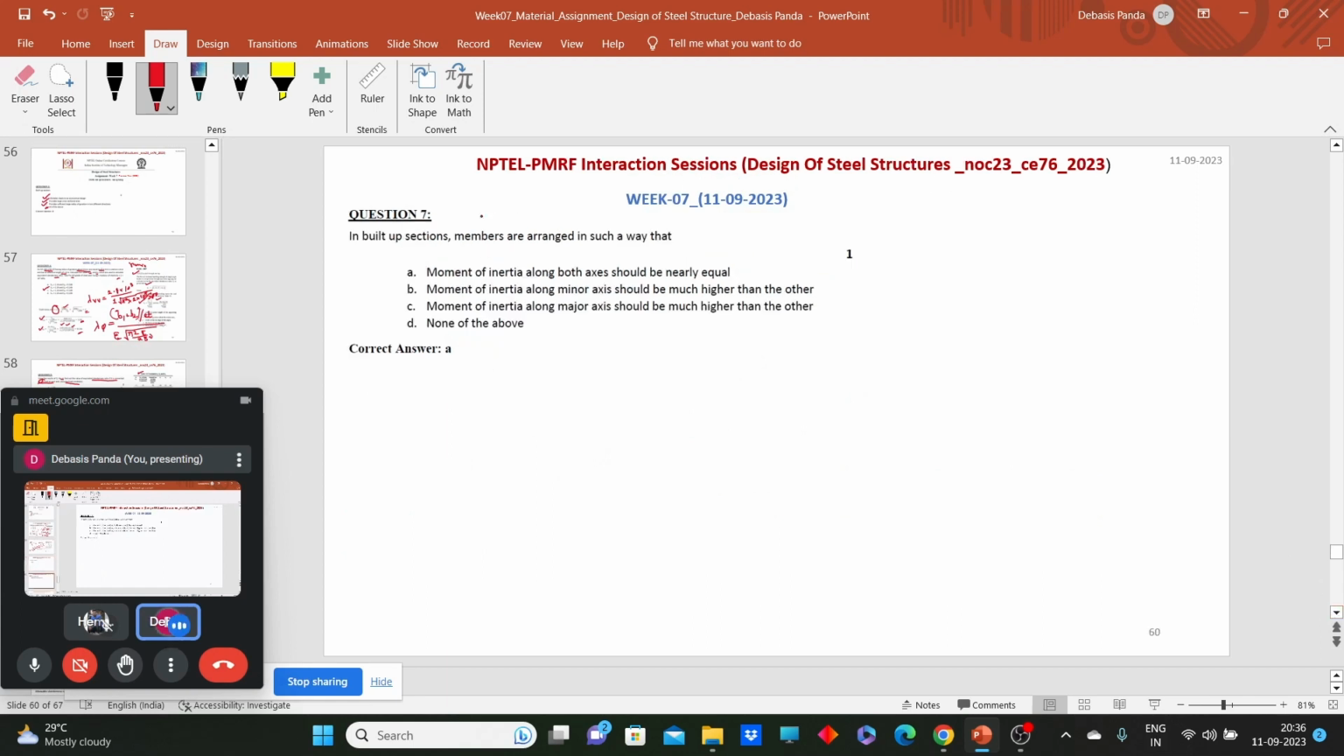Now, in a built up section, members are arranged in such a way, how do we arrange them? In such a way that our Izz will equal Iyy. That means the moment of inertia along both axes we make equal. So our main goal is to make both moments of inertia equal. So the first will be the right answer.